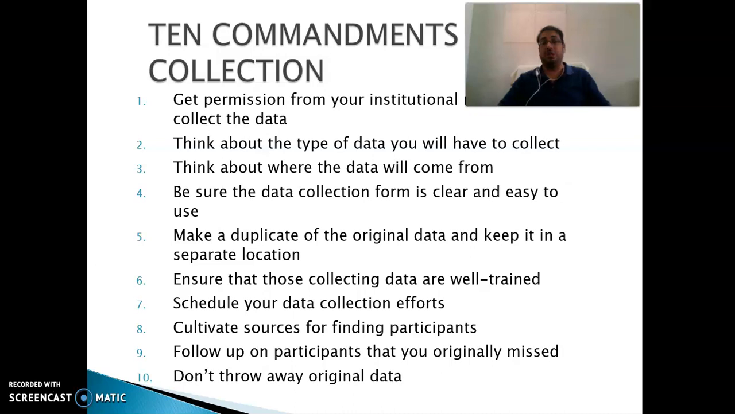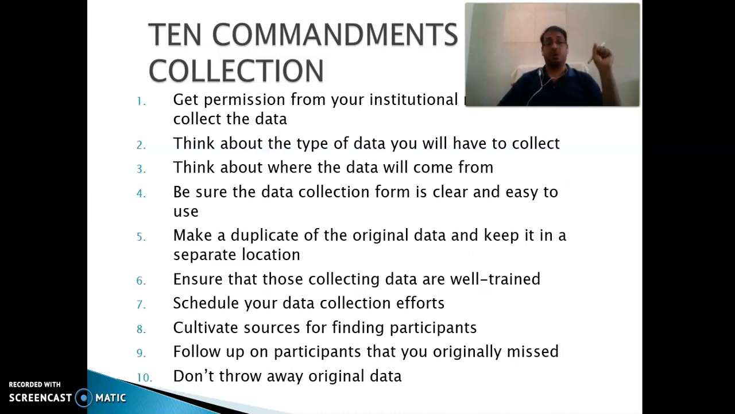Then the next commandment is be sure the data collection form is clear and easy to use. So the data collection form must be clear. It should be understandable, and also easy to understand.